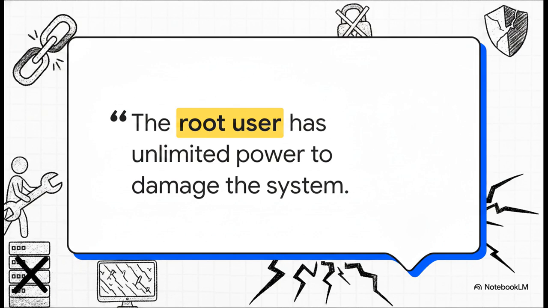The root user has unlimited power to damage the system. Literally unlimited. In Linux, the superuser is named root, and that account has a UID of exactly 0. This user has the power to bypass all normal privileges on the file system. They can delete core directories, wipe out user accounts, or inadvertently open up backdoors.